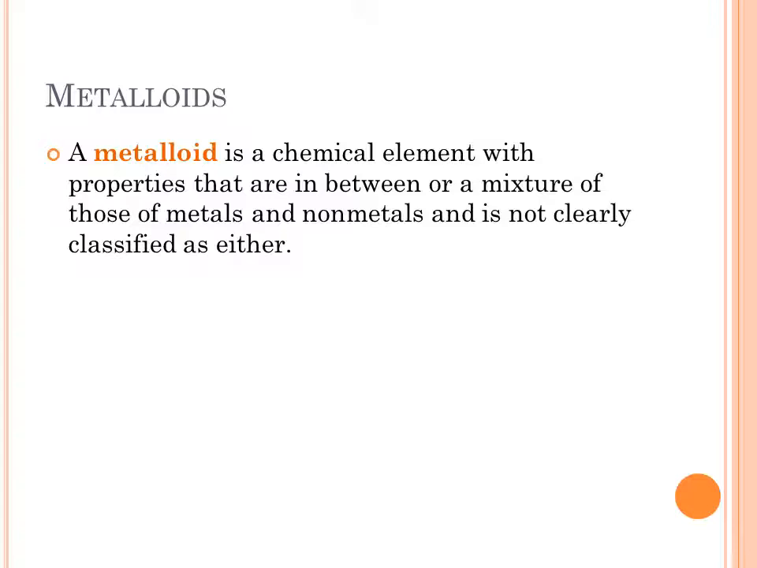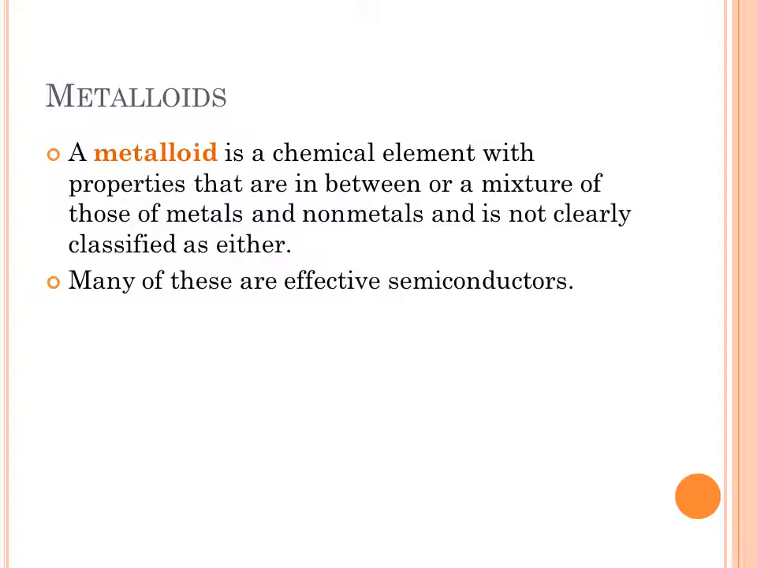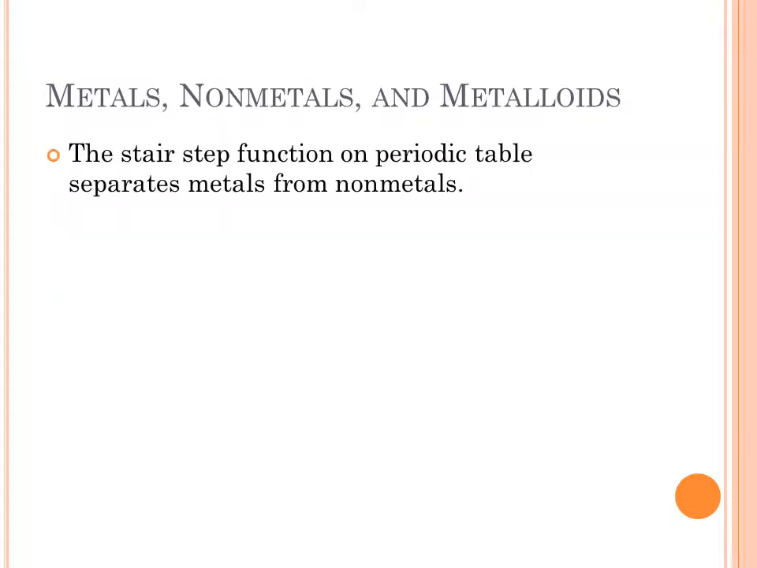Metals tend to have a luster, that means they're shiny. Nonmetals tend to not have that. Maybe a metalloid is somewhat shiny but not extremely shiny. Those types of things. Many of these are effective semiconductors, most notably silicon. Now there's a stair-step function on the periodic table that separates the metals from the nonmetals, and the metalloids tend to lie along that stair-step.